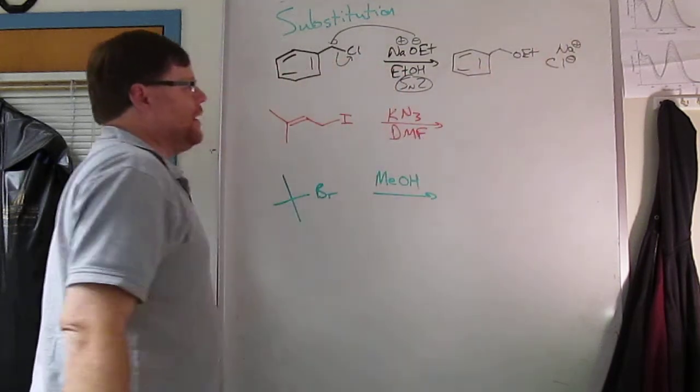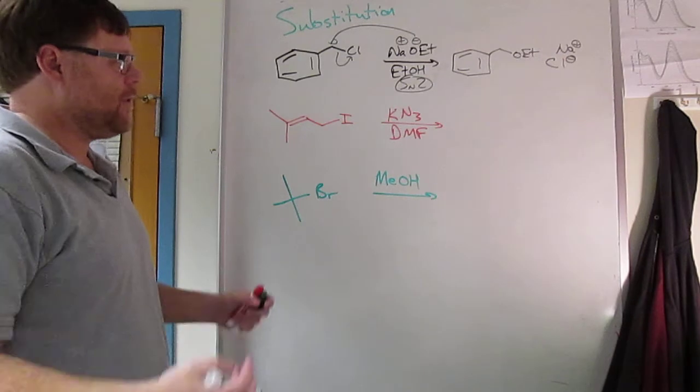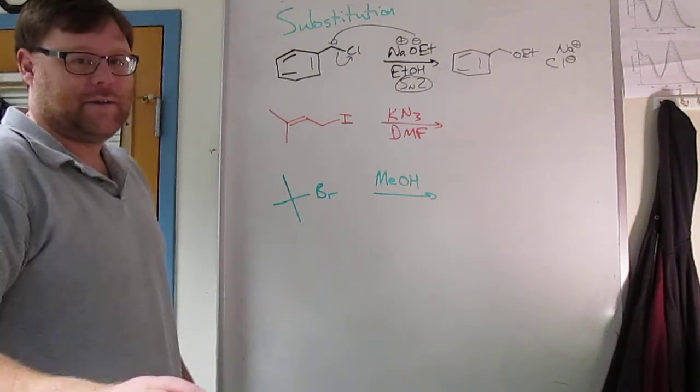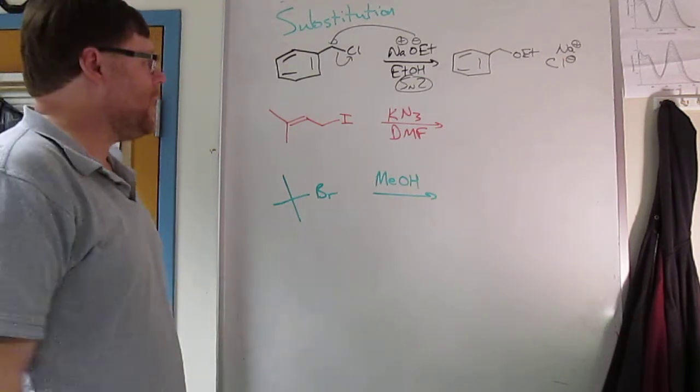So you get an ethyl ether and you get sodium chloride as a byproduct. Ethanol, again, is just a solvent. That's what sort of supports all the reagents.